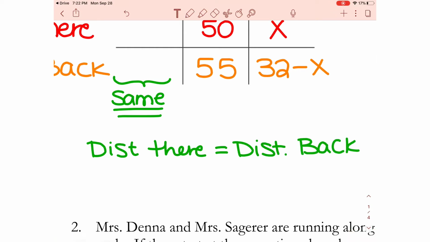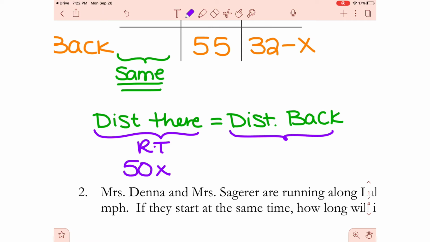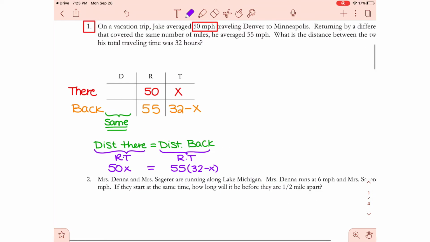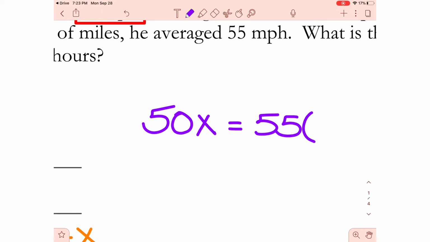Well, to calculate distance, we do rate times time. So for the way there, the distance is going to be 50, which is the rate, times X, because that's the time. And for the distance back, it's going to be rate times time again. But the rate for this one is 55, and the time is 32 minus X. So this is the equation I'm going to solve. I'm going to do that up here. So it's going to be 50x, the distance there, has to equal the distance back, which is 55 times 32 minus x.